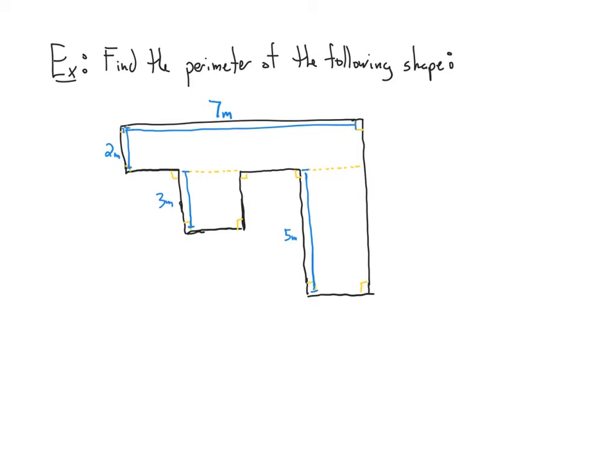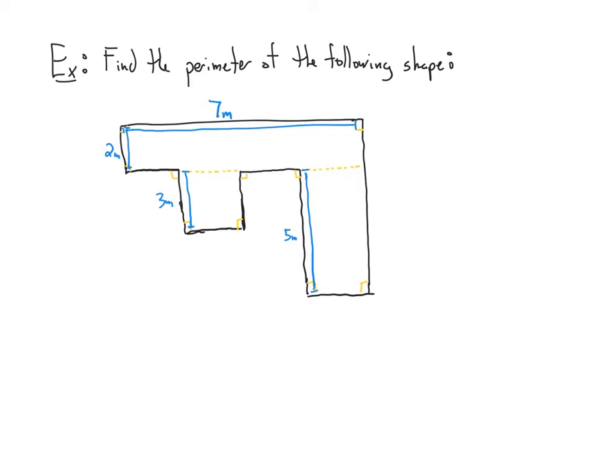So here's an exercise. I have a shape in black. It's kind of made up of a bunch of rectangular pieces. And I gave you the measurements of a few of the sides. So the top is 7 meters long. This side is 2 meters long. This side is 3 meters long. This side is 5 meters long. And that's all I'm giving you. But I do want you to find the perimeter.